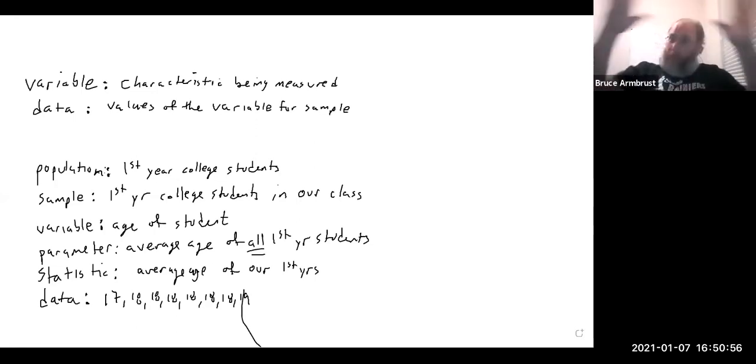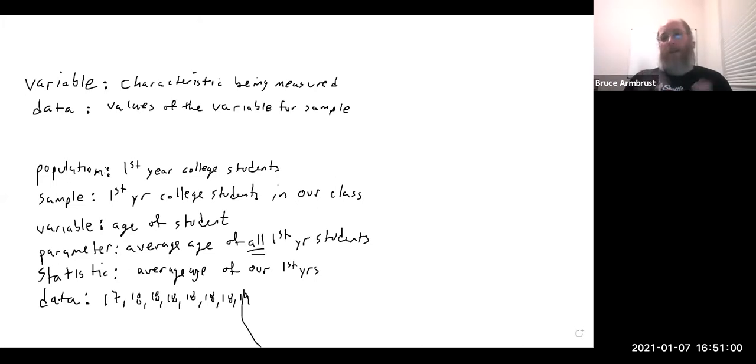Population, it's the big group that we're curious about. So maybe let's throw one out here for color. Maybe we're curious about what's the favorite color of people that take statistics class at Lake Tahoe Community College. Okay, so our population is statistics students at Lake Tahoe Community College. Our sample is those of you that are in my section of MAT 201.